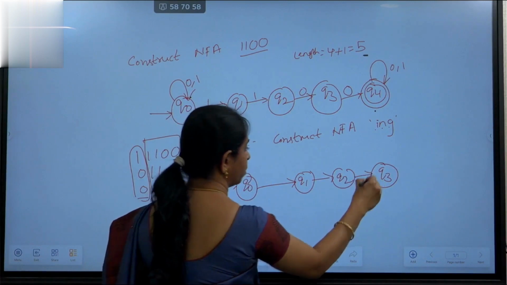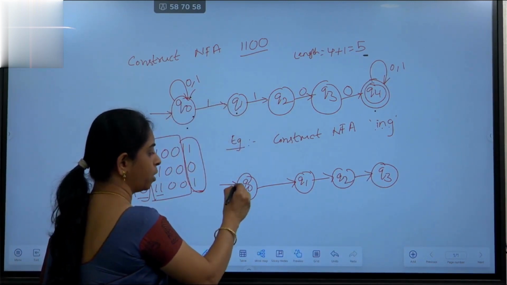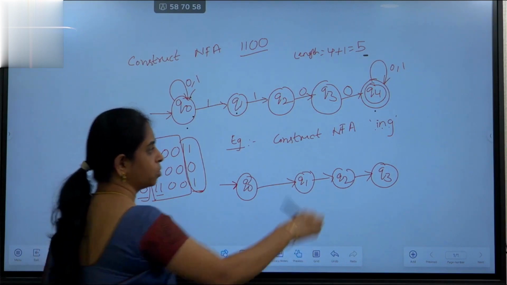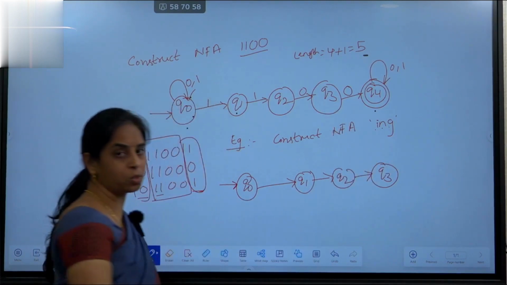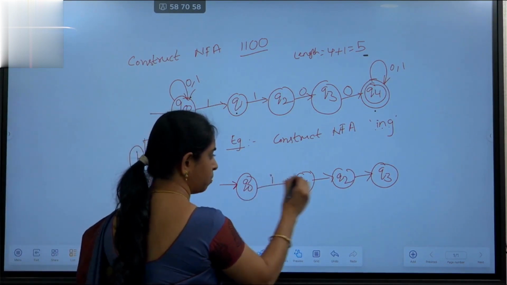So we have to start from the initial state. So the arrow indicates the initial state. The condition is that it has to accept any string that contains "ing". So I am simply writing it as "ing".